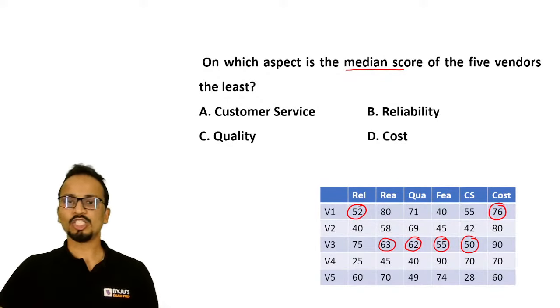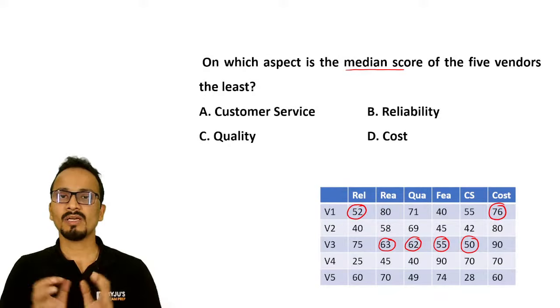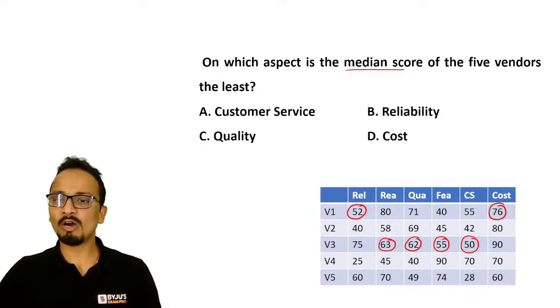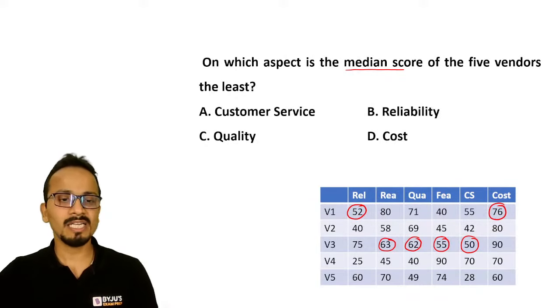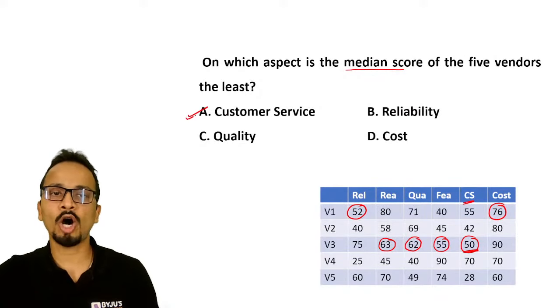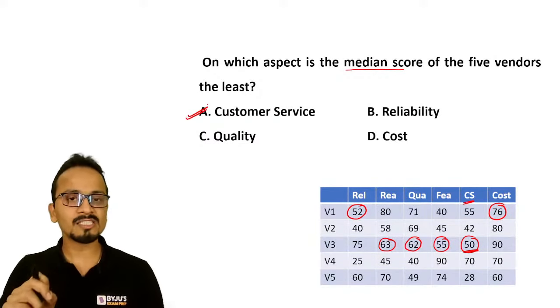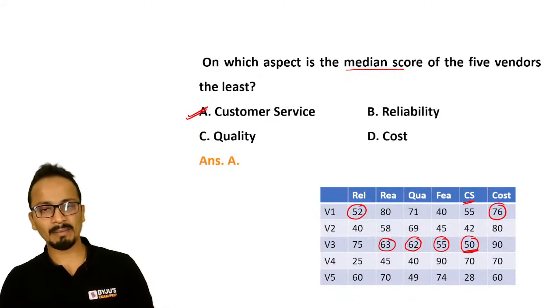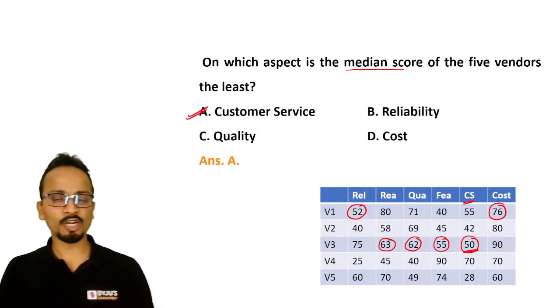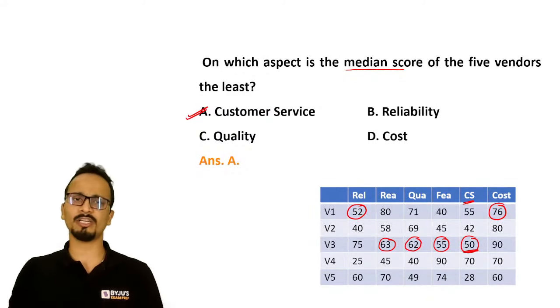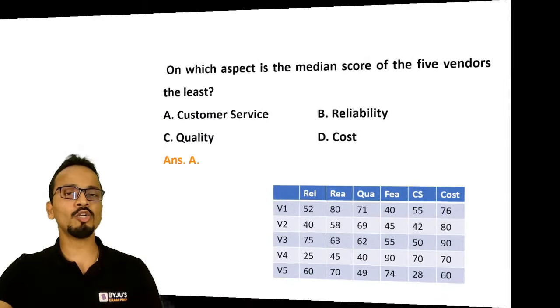All right. So now can you tell me which of these medians is the least? Out of these medians that I have marked, the least value is 50, and that is for customer service, which is option A. So the correct answer for this question will be option A. All right. Am I clear? So the table was in front of us. We just looked at the middle value for each and every case and we got the answer. Right? Let's move on to the second question.